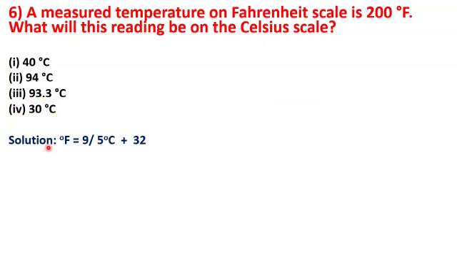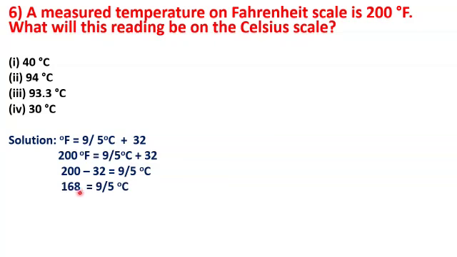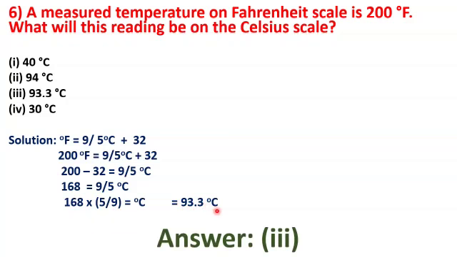So solution is, you have a formula, that is degree Fahrenheit is equal to 9 by 5 degrees Celsius plus 32. Substitute the values here. Fahrenheit is 200 degree Fahrenheit is equal to 9 by 5 degrees Celsius plus 32. Next you simplify this one. So 200 minus 32 becomes equal to 9 by 5 degrees Celsius. It becomes 168 is equal to 9 by 5 degrees Celsius. So 168 into 5 by 9 equal to 93.3 degree Celsius. Therefore, correct answer is option 3.